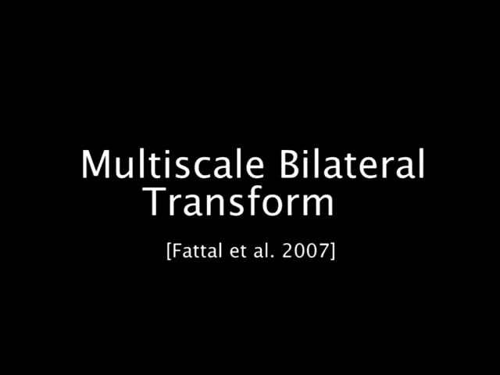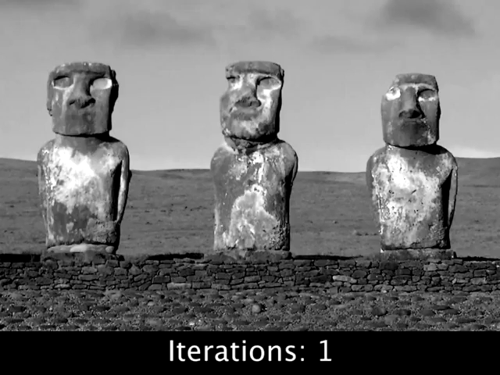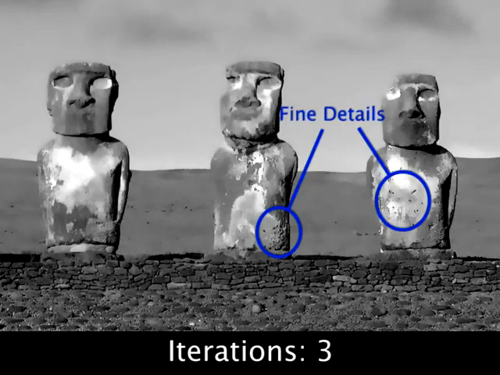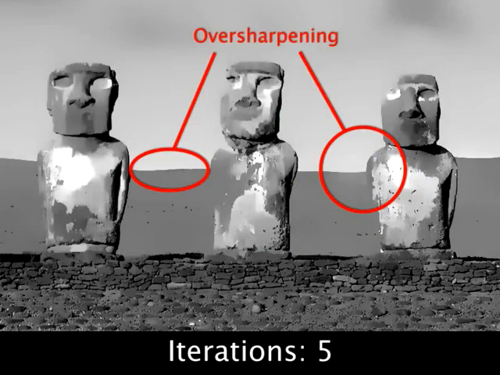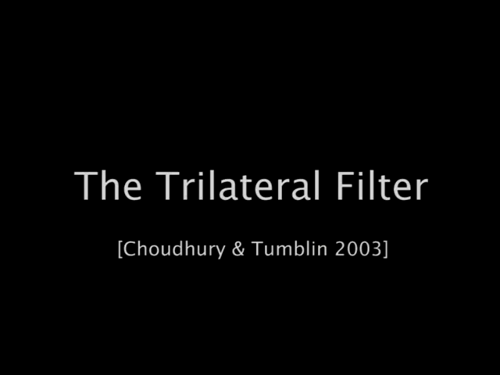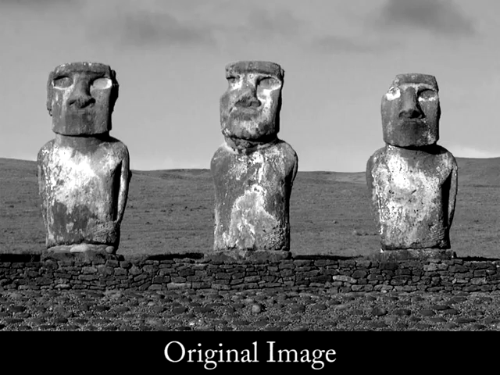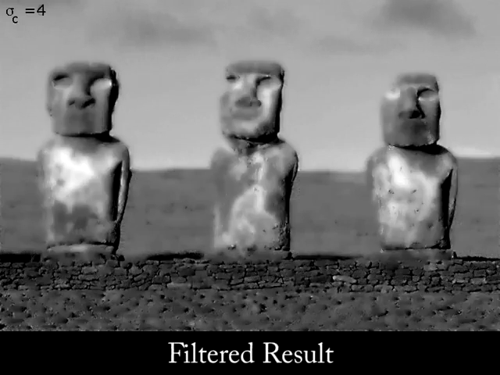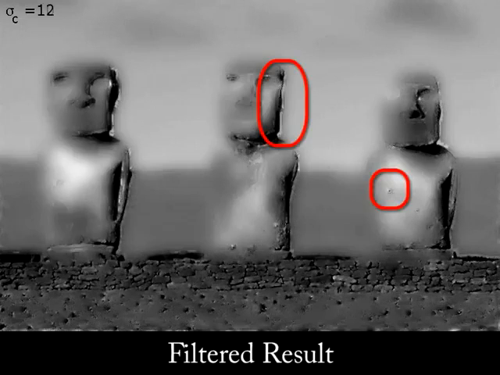The multiscale bilateral transform of Fattal et al. produces a more effective image coarsening, but note that some small-scale details remain even in the coarsest level. It also over-sharpens some of the edges, which can cause thin gradient reversal artifacts when details are strongly enhanced. Yet another alternative is the trilateral filter. It manages to filter out most of the fine-scale details, but introduces various artifacts near strong edges.